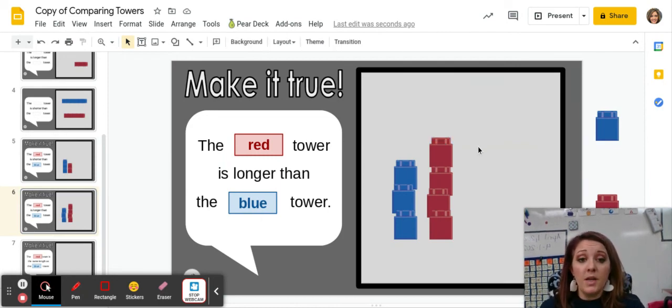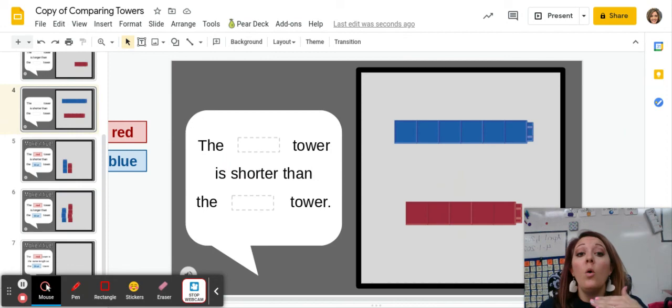Does my picture tell us that? Yes, it does. All right, so you are going to be comparing height, how tall or short something is today.